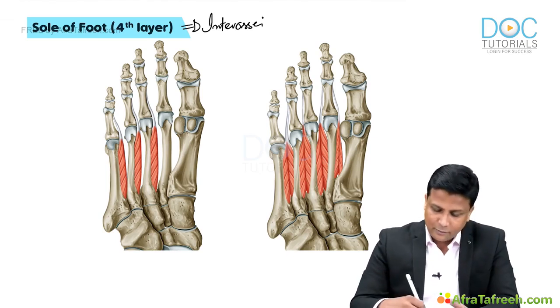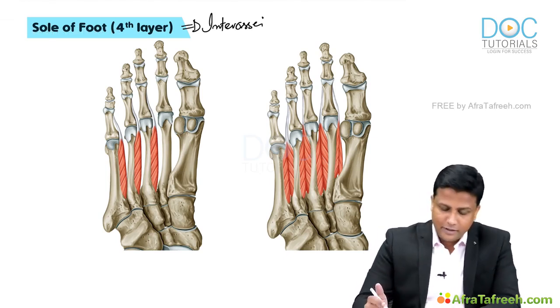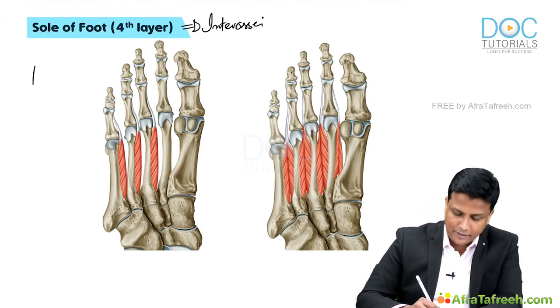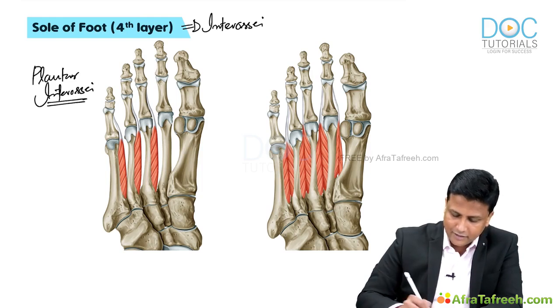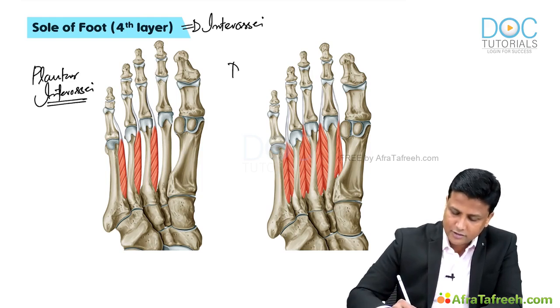The moment you look here, you can see the unipinnate and the bipinnate, and the unipinnate one will be the plantar. So, in the very first diagram here, this will be the plantar interossei, and in the second diagram here, this will be your dorsal interossei.